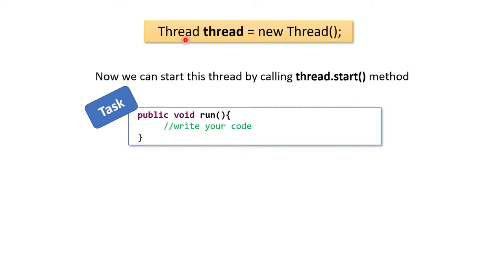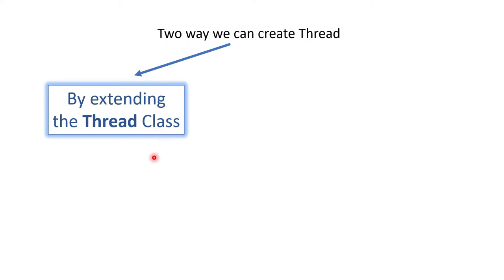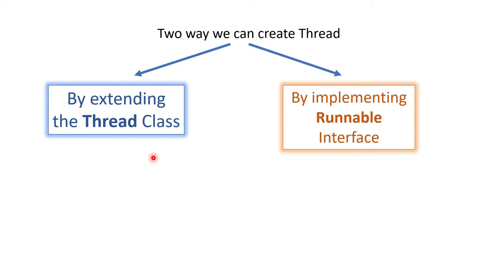Now, if you do Thread thread = new Thread() and do thread.start, you will not see any output, because by default, inside this Thread class, the run method is empty. So now we will see how properly we can define a thread and its task. There are two ways you can define a thread. One is by extending the Thread class, which we just saw. Another is by implementing the Runnable interface.